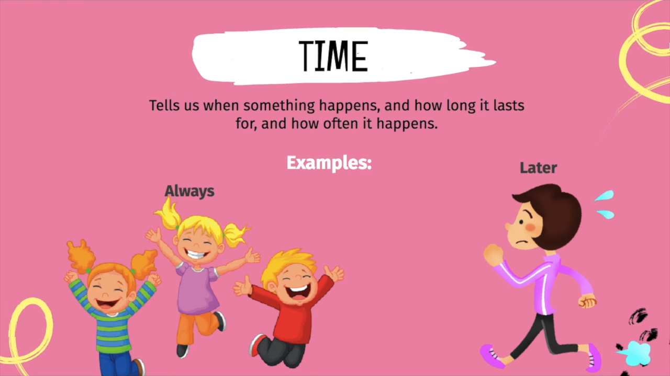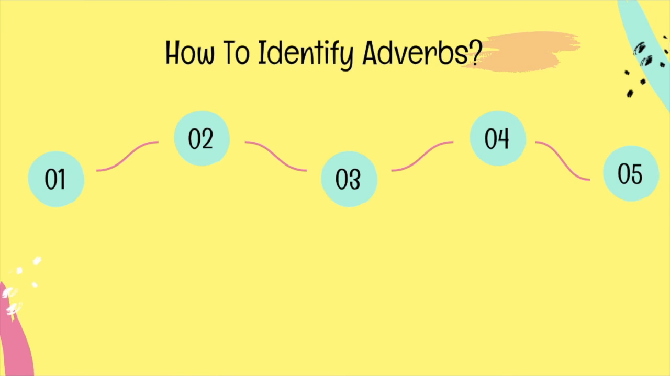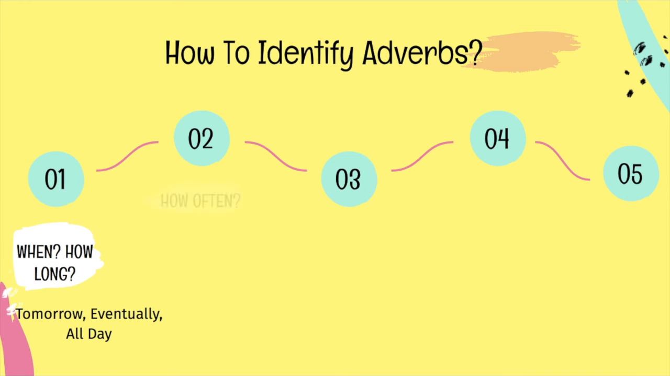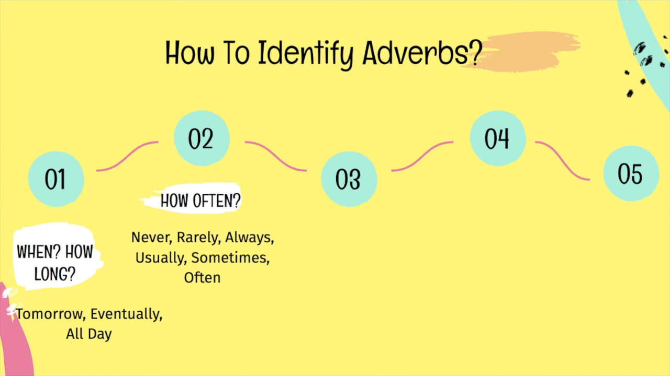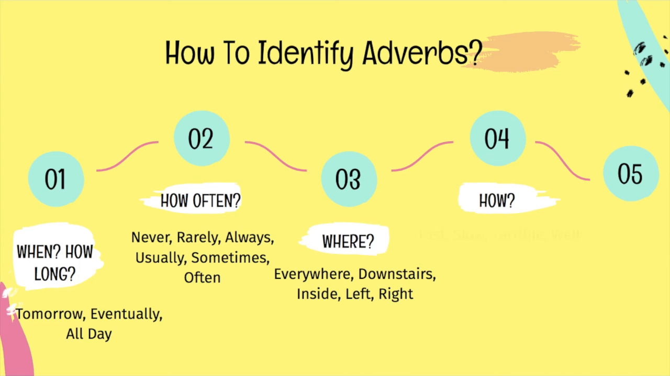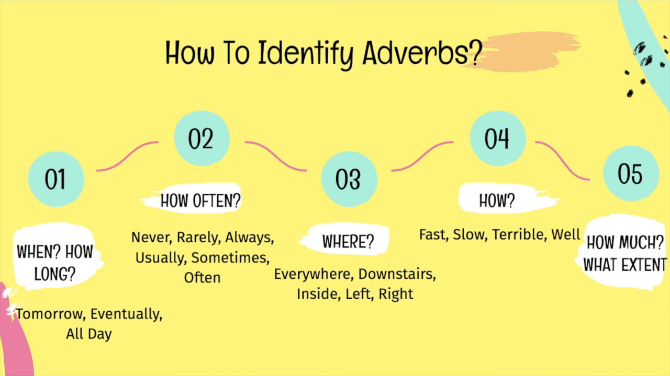Now, let's look into how to identify adverbs in a sentence. First, we can ask ourselves the question, when, how long? And some common answers to this question are tomorrow, eventually, all day. We can ask ourselves the question, how often? Some common examples are never, rarely, always, usually, sometimes, often. Third is where. Some examples of this are everywhere, downstairs, inside, left, right. Our fourth is how, which can be fast, slow, terrible, well. And our fifth is how much, to what extent. And those are fast, slow, terrible, well.